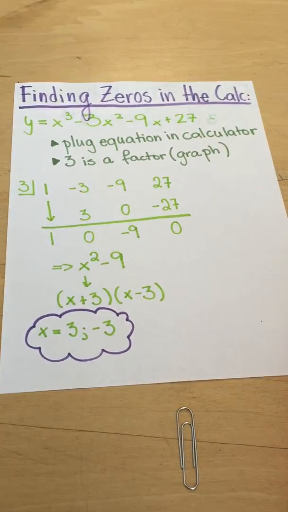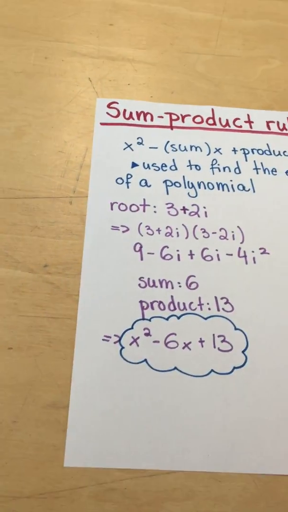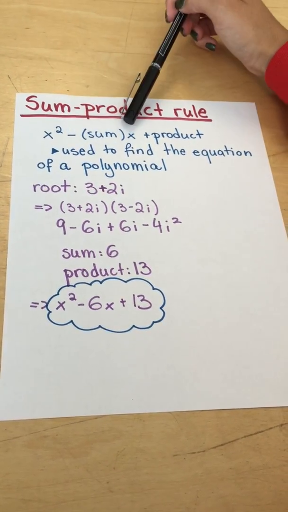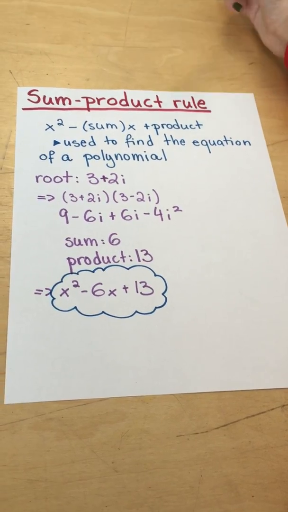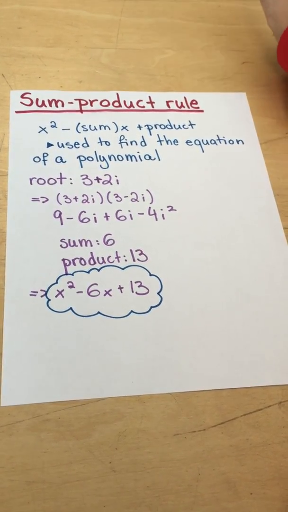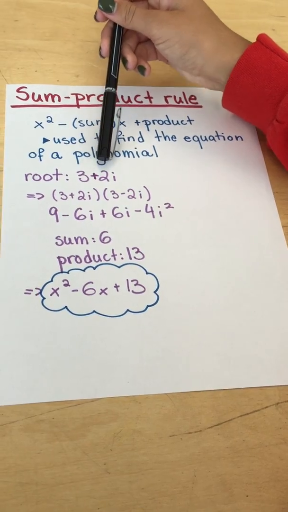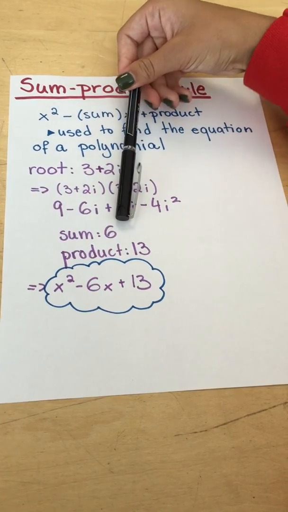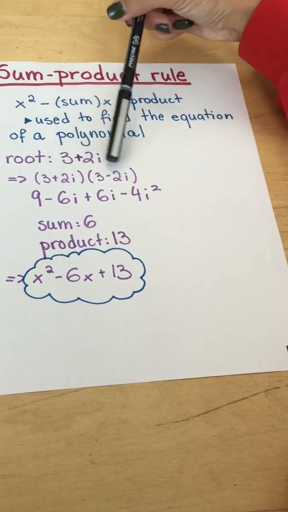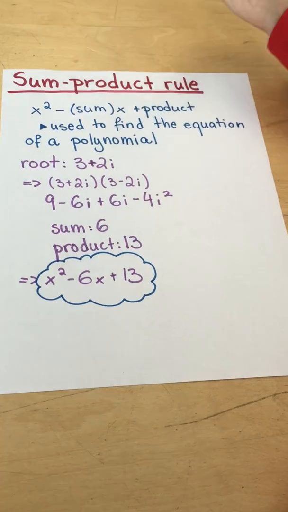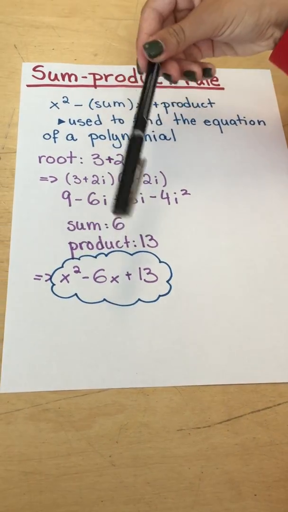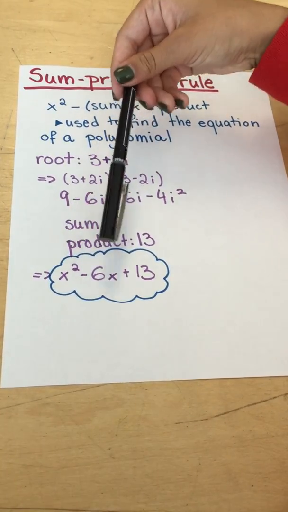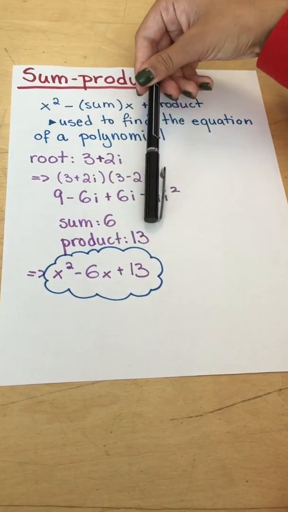Sum product rule is when you have the equation and you put it in x squared minus the sum x plus the product. You use it to find the equation of a polynomial. So if you're given the root 3 plus 2i, you're also given 3 minus 2i. So then you can add those together to get the sum of 6, and then multiply them out to get the product of 13, and then you put it in the equation. So it's x squared minus 6, because it's always minus, don't forget that, because this is the sum, and so you get x squared minus 6x plus 13, which is your product.